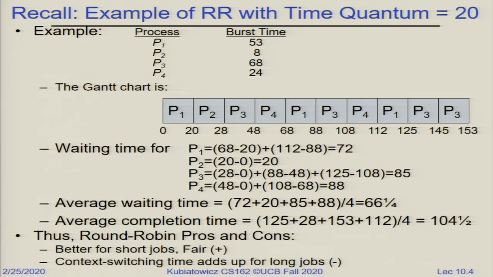So if I were to take that quantum and tune it down, it's like a knob, right? And I were to go down to 1 millisecond, or I would go down to 100 microseconds, I'm going to be switching all the time.